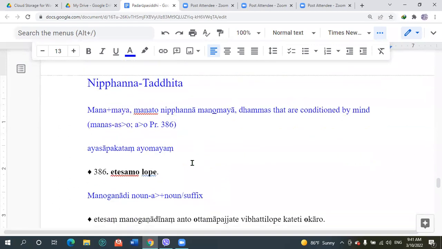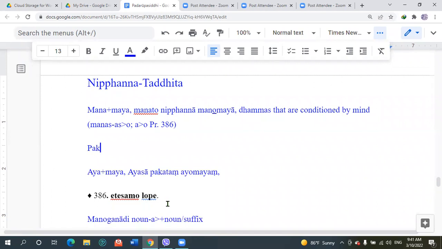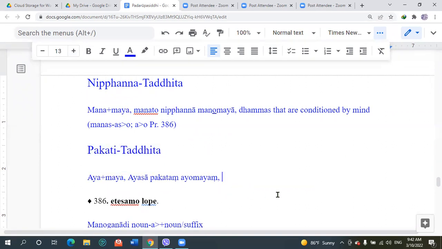Another example, ayasa pagatan, ayomaya. Ayasa pagatan ayomaya, yasa plus maya. In this case, ayasa pagati taddhita here, pagata taddhita, not nibbana taddhita. Pagati taddhita. Ayomaya, yasa, pagati, ayomi. Yasa, instrumental.